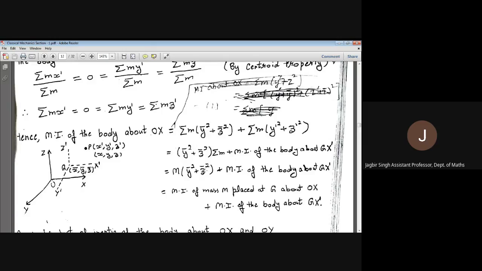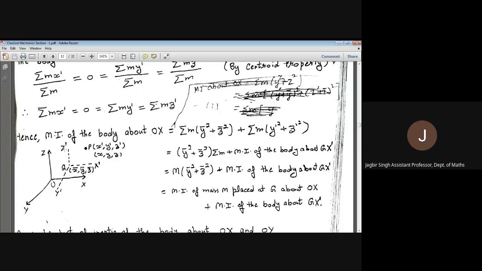So the first quantity is the moment of inertia of the mass m assumed to be placed at the center of gravity about OX. Means we are considering that the whole mass is at center of gravity and then taking the moment of inertia about OX, it will be m (y bar square plus z bar square). So it is the moment of inertia of the mass m placed at G about OX plus the moment of inertia of the body about Gx prime.